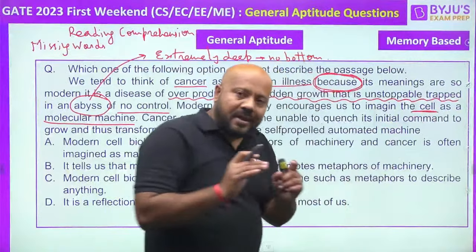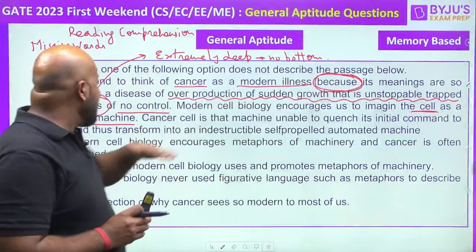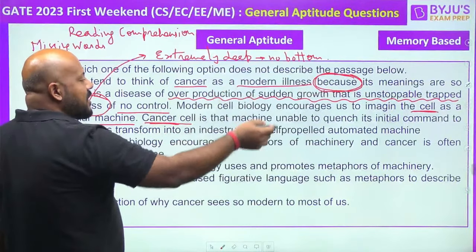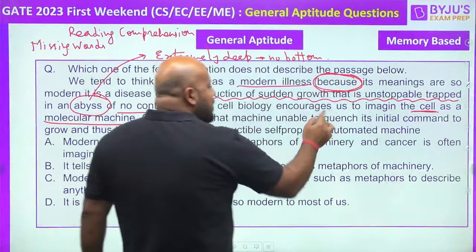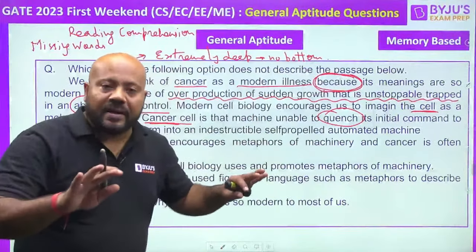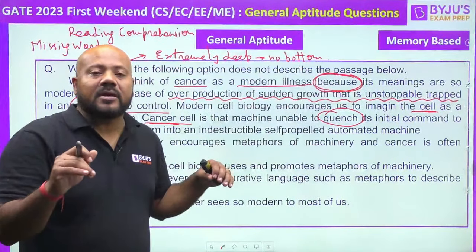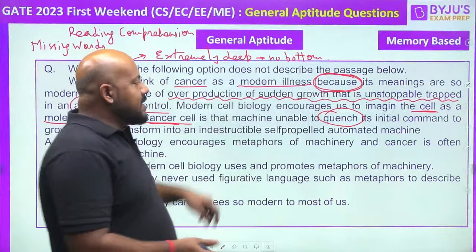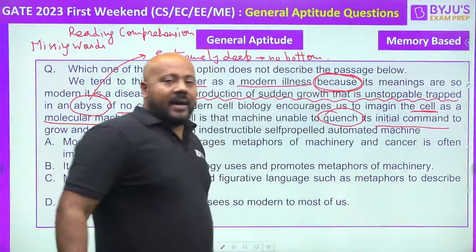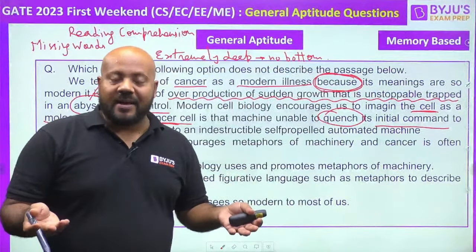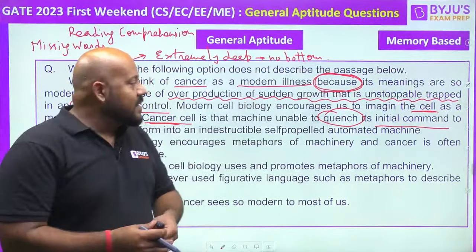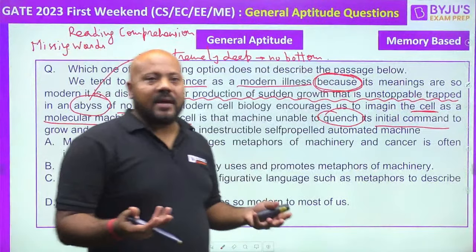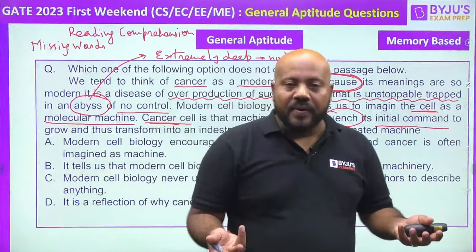Modern cell biology encourages us to imagine the cell as a molecular machine. He is generally talking about the cell as a molecular machine. Now a cancer cell is that machine which is unable to quench. Quench means to satisfy. जैसे प्यास बुझाने के लिए यूज करते हैं, to quench the thirst. Yes, to quench its initial command. Every cell in the body is going to be a healthy cell, then only it can be a cell. So what is the initial command? The initial command for any cell is to grow. किसी भी healthy cell के लिए initial command क्या होता है? To grow.